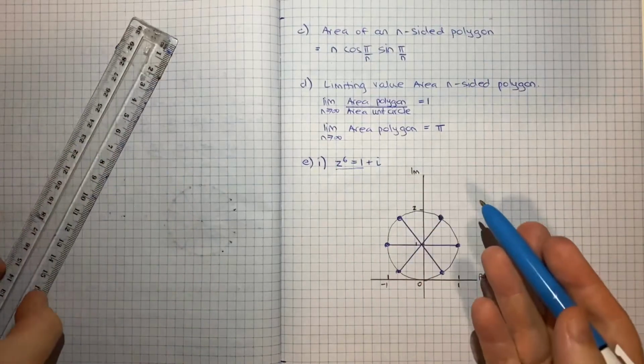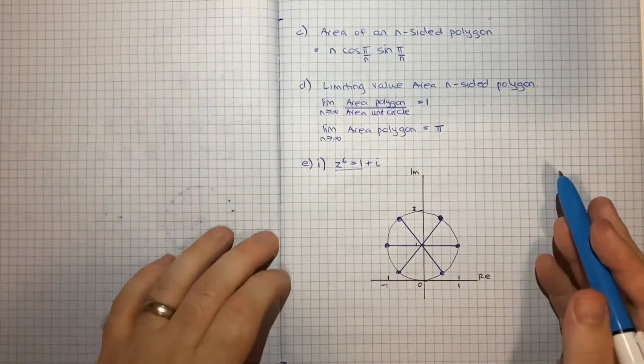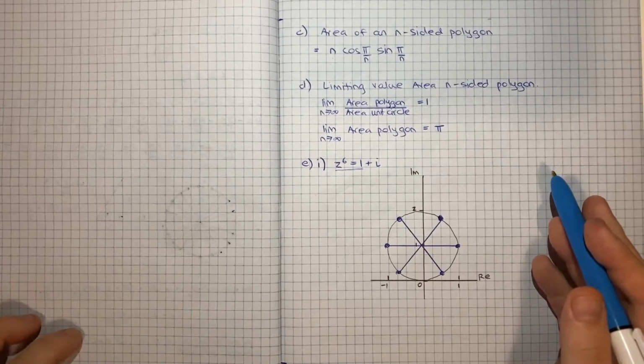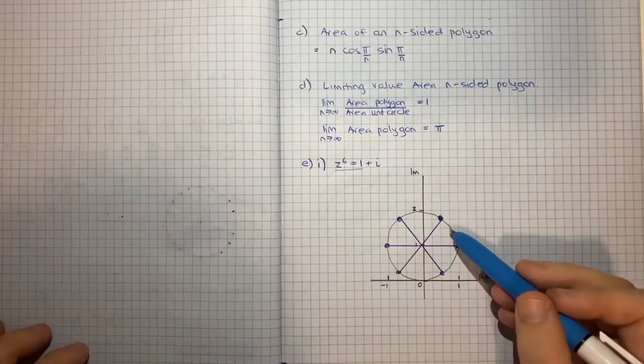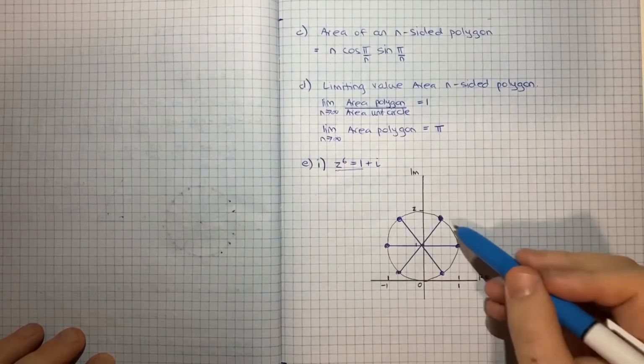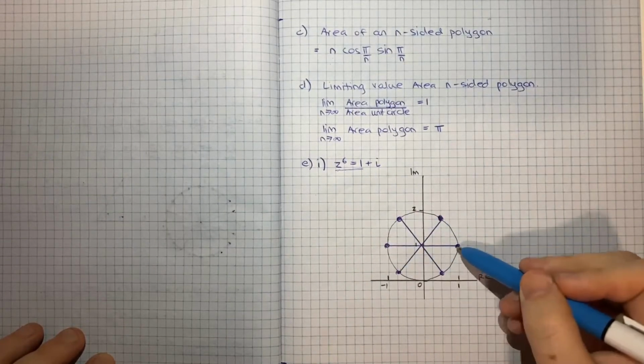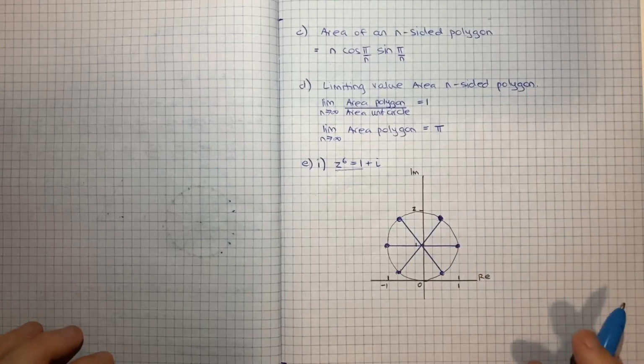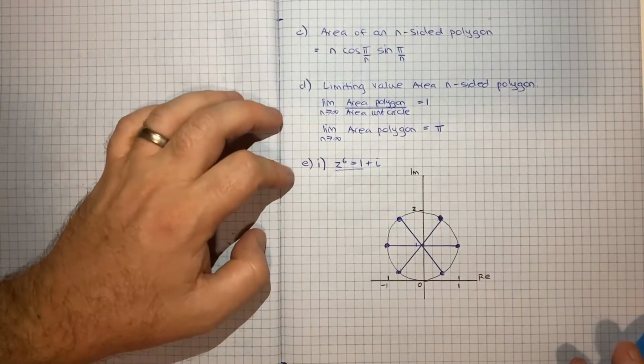The question, I'll just read the exact wording, said, draw without the use of technology the roots of z to the 6 equals 1 plus i. These are those roots. That's it. We're in the Argand diagram, they're the roots. So that is that question done.